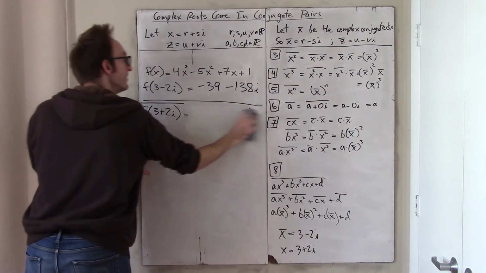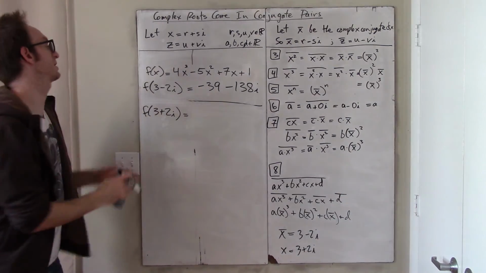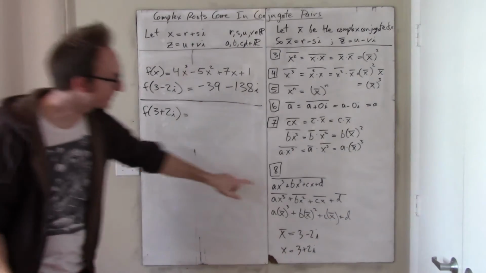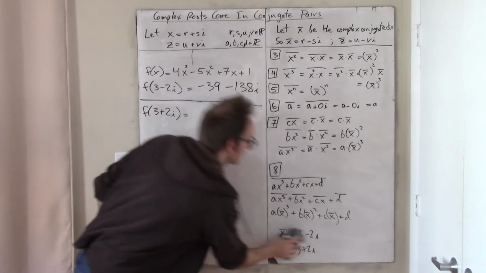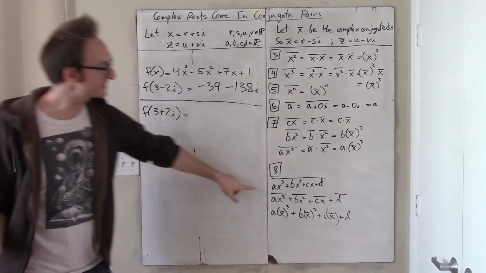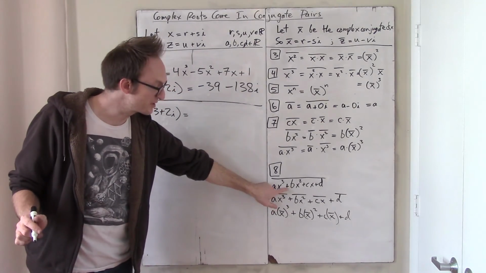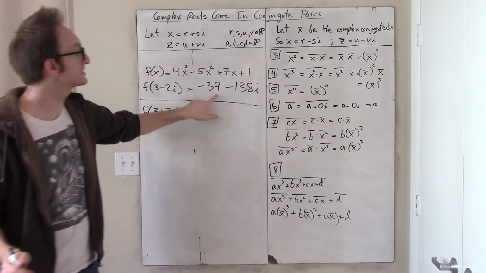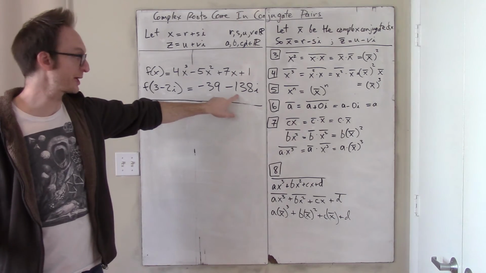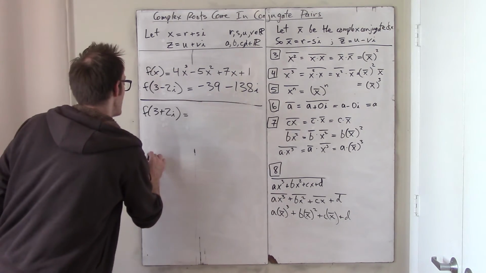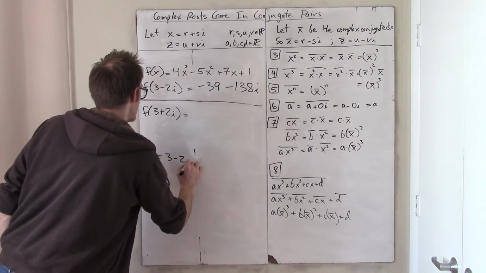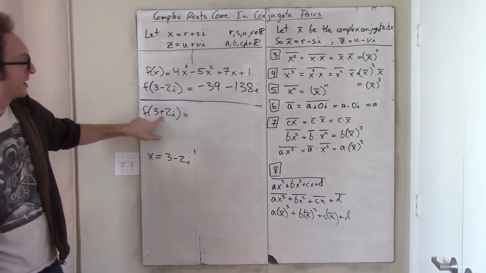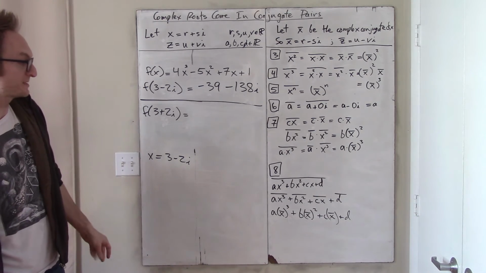Let me just back up again. Basically, all this Theorem 8 says is that if you plug some complex number into a function, you get a certain something back. Okay, so the certain something we got back was negative 39 minus 138i. Okay, great. So here I'm back to thinking of x as just 3 minus 2i. I was confusing myself. Now, if you plug in the conjugate of that number, well, what happens?